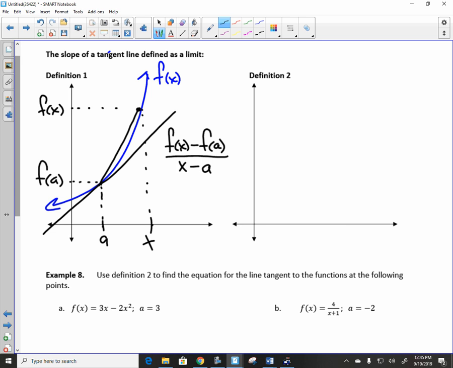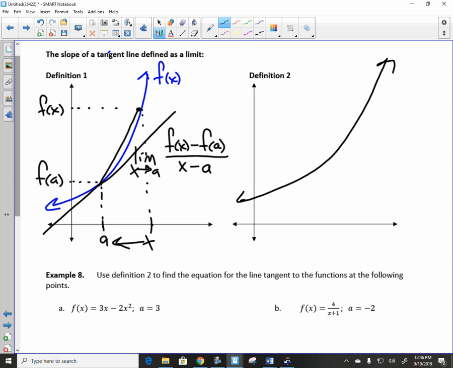What do you have to do with x? Move it closer to a. We do that by simply slapping a limit on. It's a good thing. The definition I told you yesterday, I want to look at again so you remember it. This is more the formal definition of the derivative.